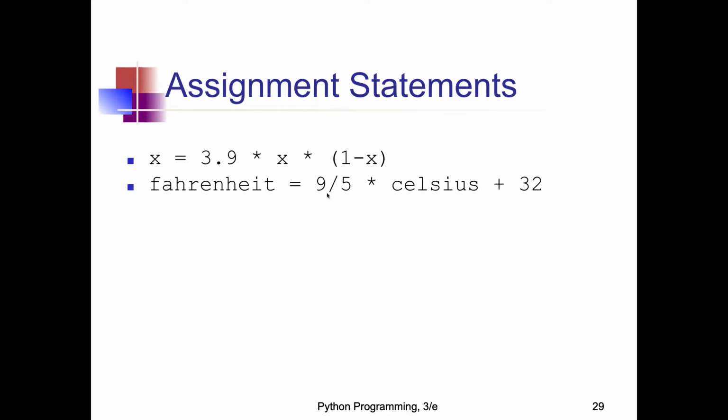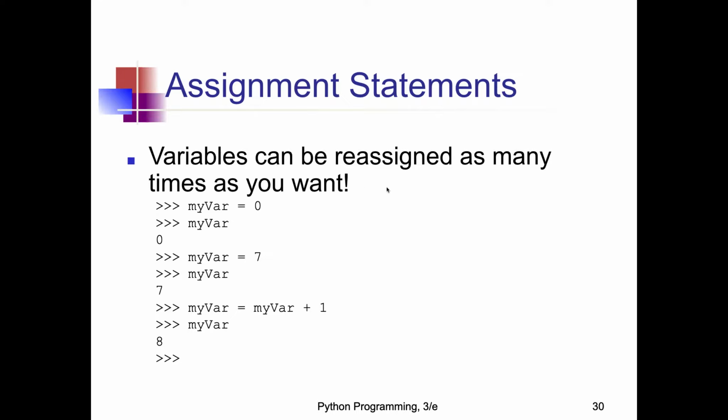And remember this from Fahrenheit: 9 divided by 5 times Celsius plus 32 will be assigned to Fahrenheit. Assigned to is the correct term to use. Here's another example, pretty simple. Variables can be reassigned, as you see in the previous examples, as many times as you want. In this case, my var holds 0, and then you change the value to 7. Or you can say my var is now my var plus 1, so it becomes 8.